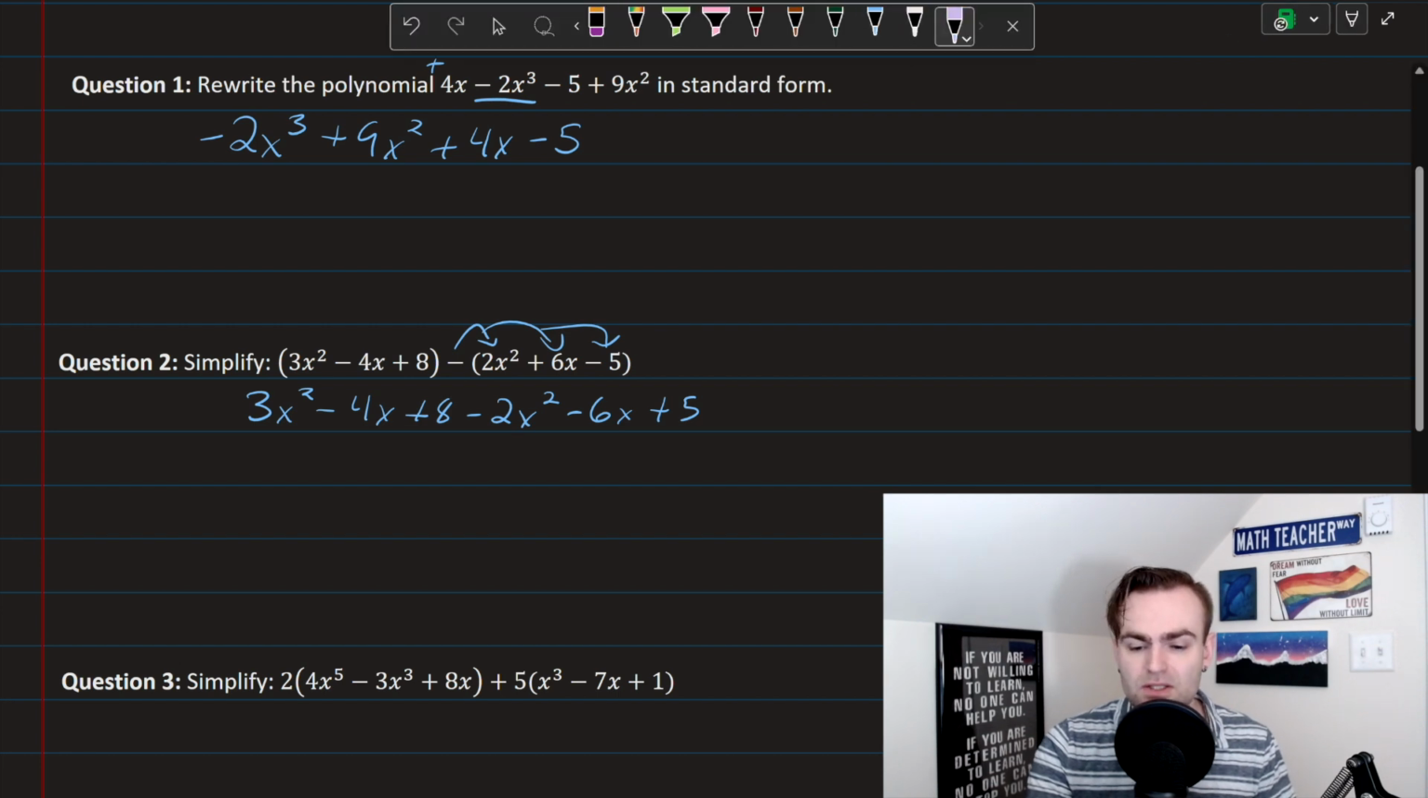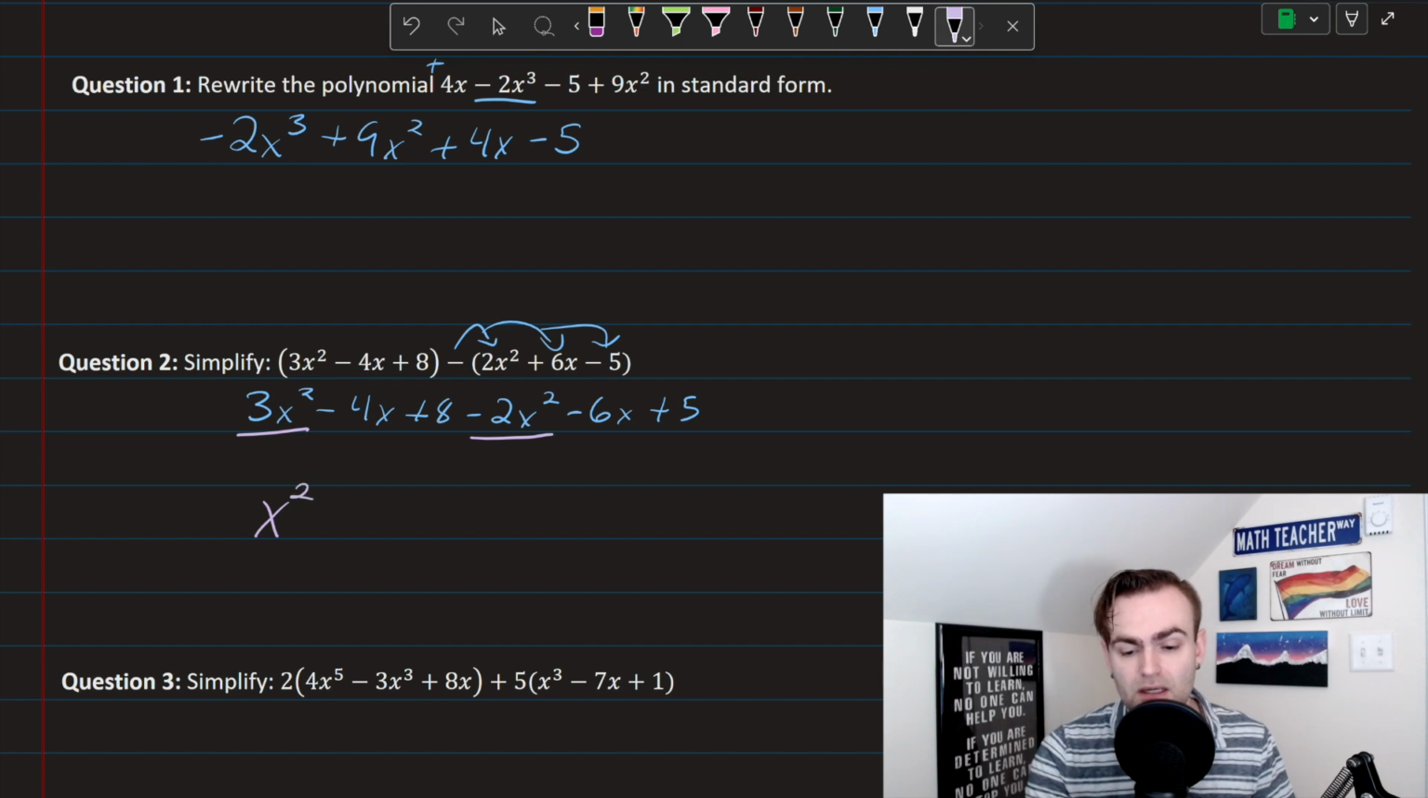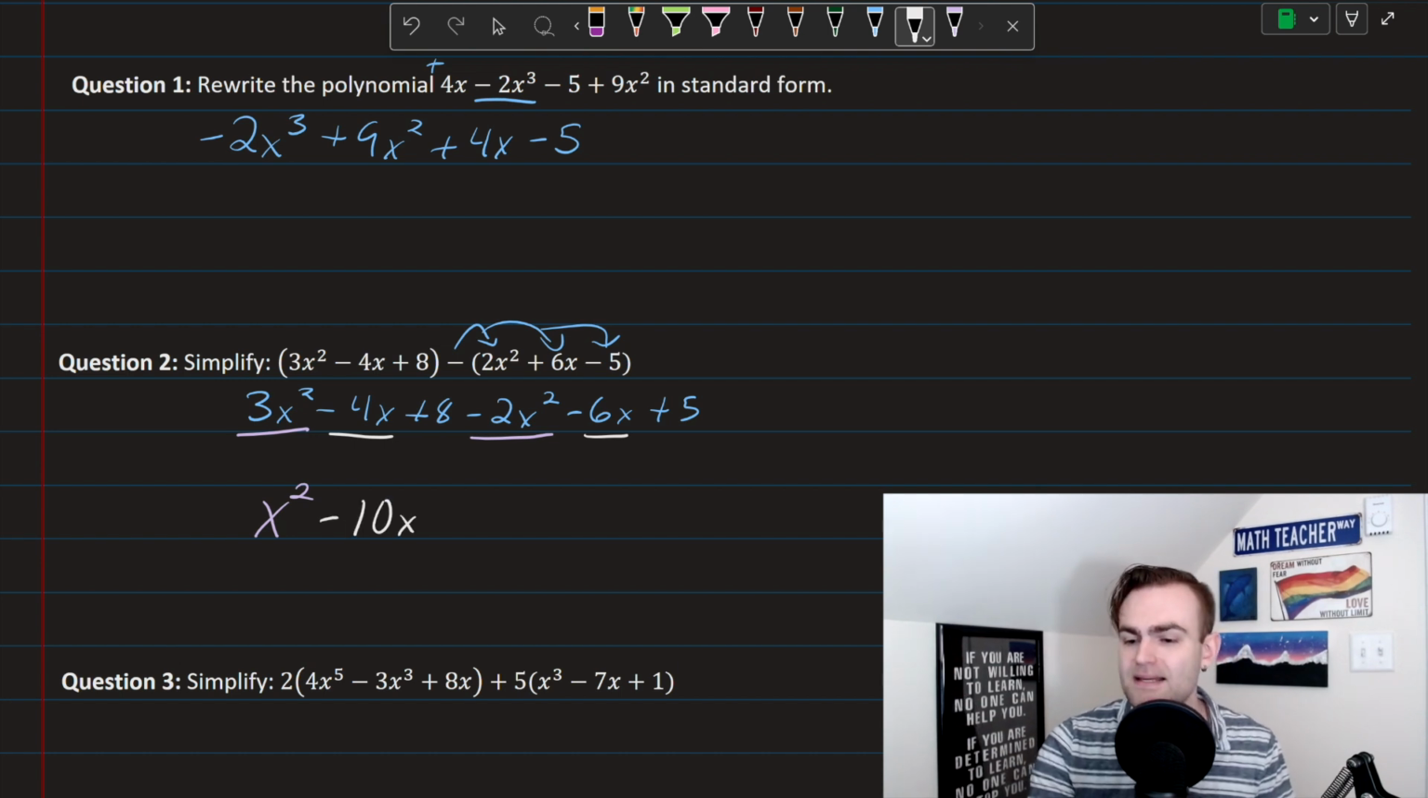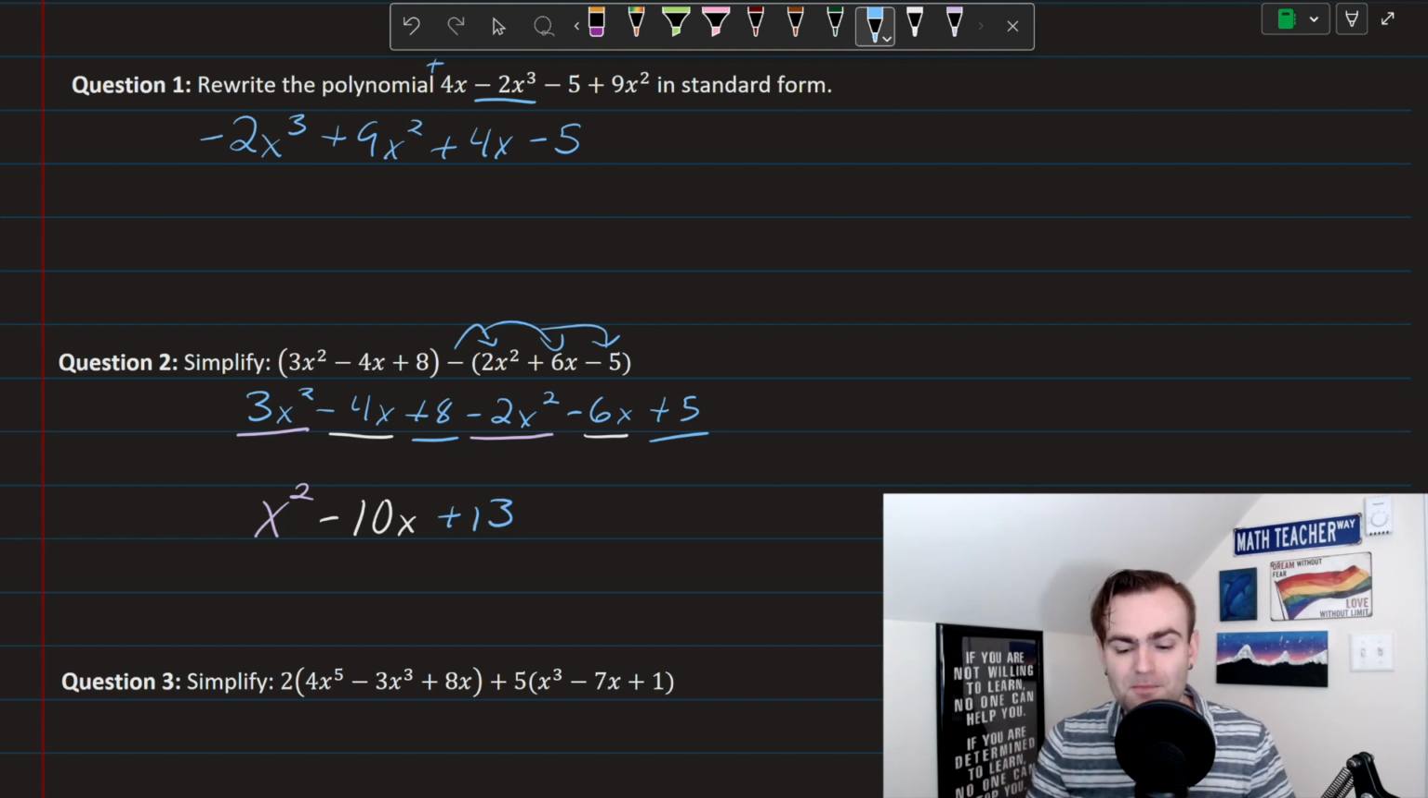Now we're going to group together our like terms. We have 3x squared, negative 2x squared. Those are like terms. And 3 minus 2 is just 1, or x squared, not cubed, Mr. Whaley. Next up would be the x's. So I have a negative 4x and a negative 6x. Negative 4 minus 6 is going further negative, which means we have minus 10x. And last but not least, we have our constants. We have 8 and 5, both positive, so we have a plus 13. And that would be simplified.